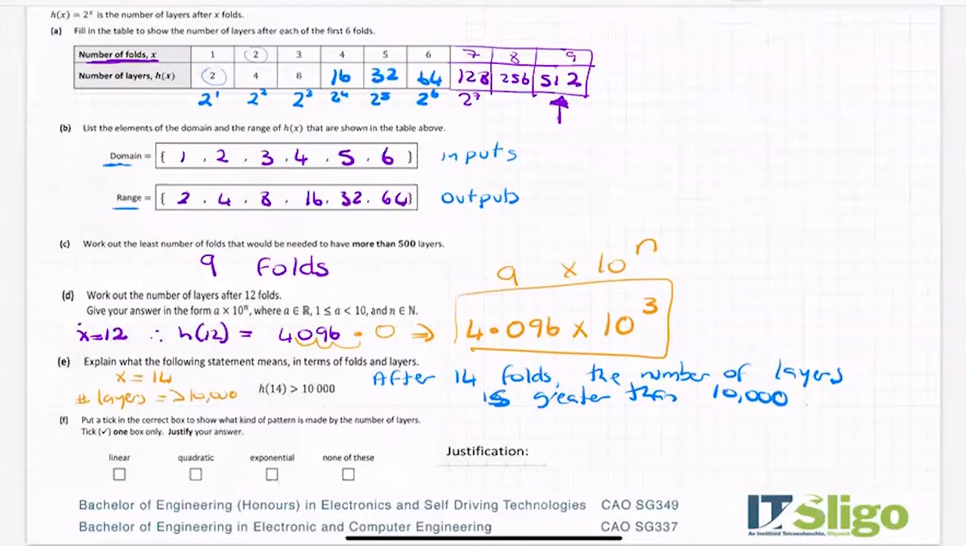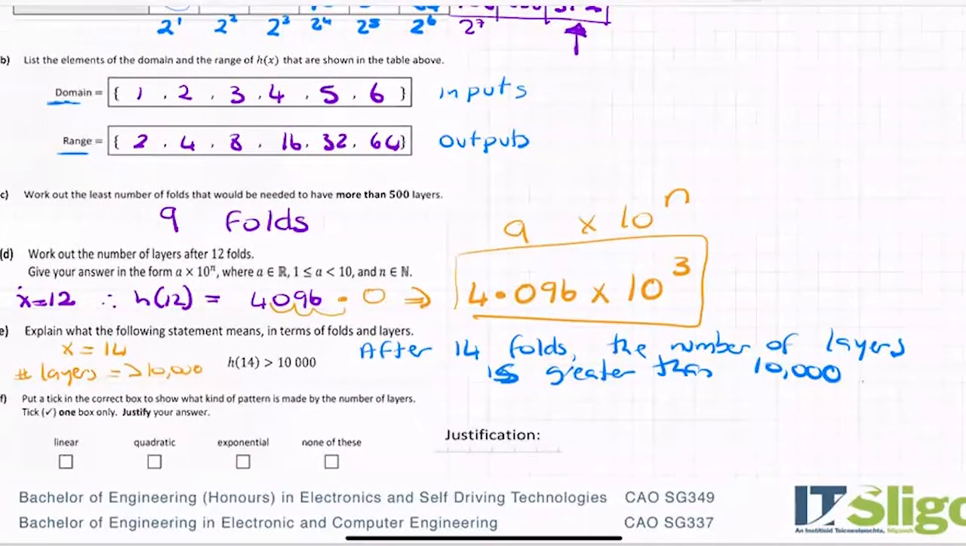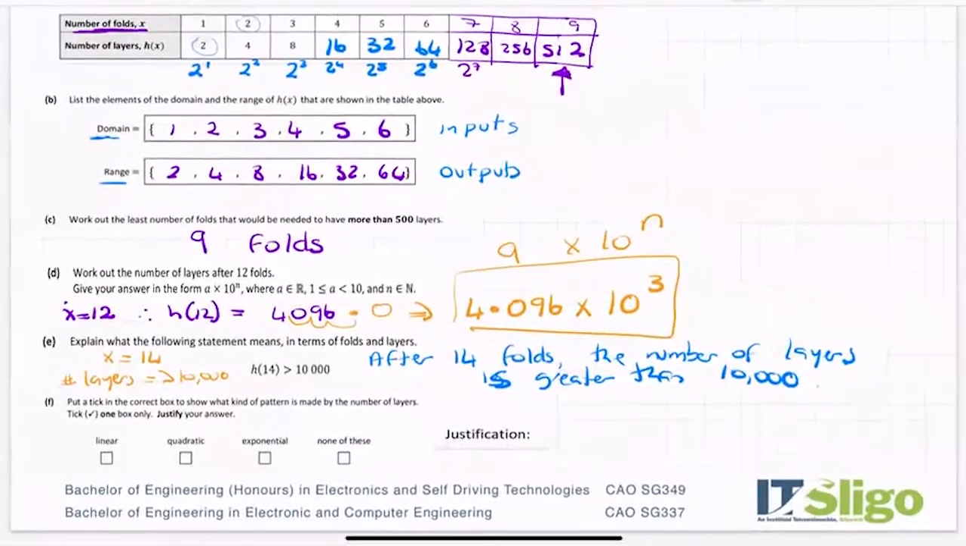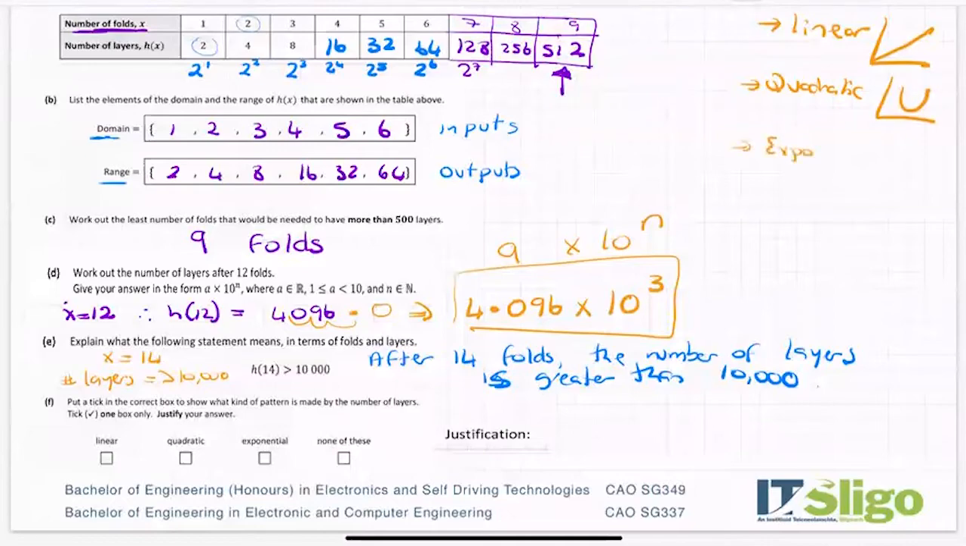Okay, and then F, place a tick in the correct box to show what type of pattern is made by the number of layers. Okay, so there's a few different types of functions on your course. There's a linear one, and that's when it'll be a graph. It goes up by the same amount. There's a quadratic, and that's normally where the values decrease and then increase. Okay, and then there's an exponential, which the numbers either grow drastically or of course can fall drastically. Okay, so you can have negative or a positive exponential growth.